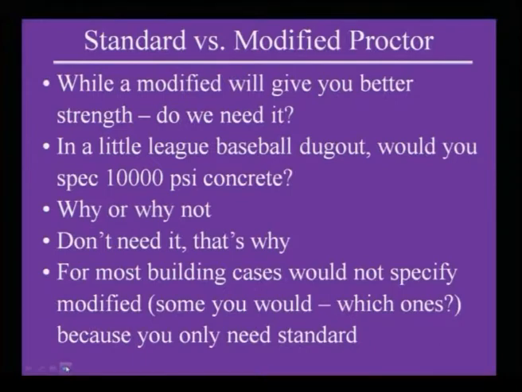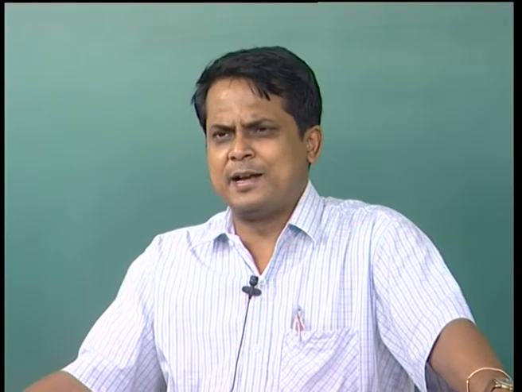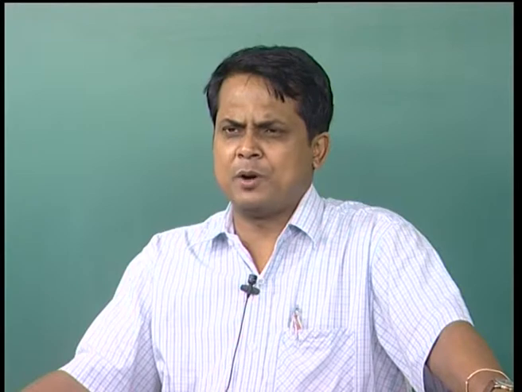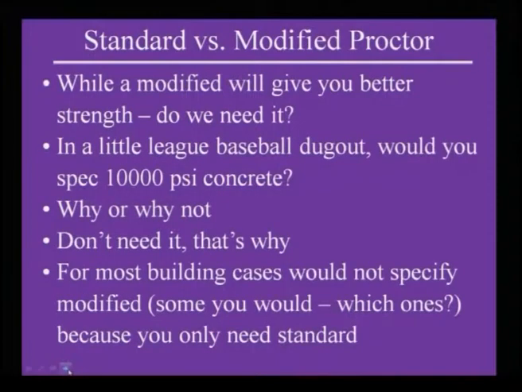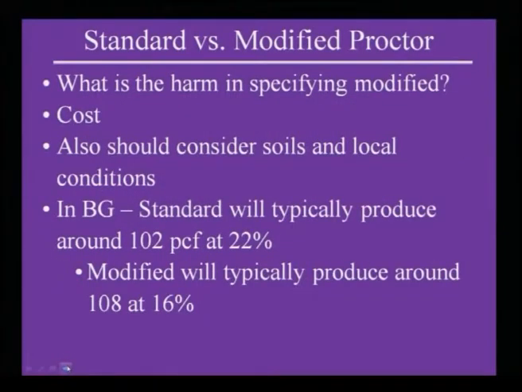In modified cases the energy applied should be higher, and it should also be applied for different, difficult soils. That means the best way for a normal building or normal construction site, if you want compaction, is to use only the standard Proctor test rather than modified. What is the harm? Next question is, what is the harm in specifying modified? What will happen if I specify the modified Proctor test? The harm is the cost will be higher.